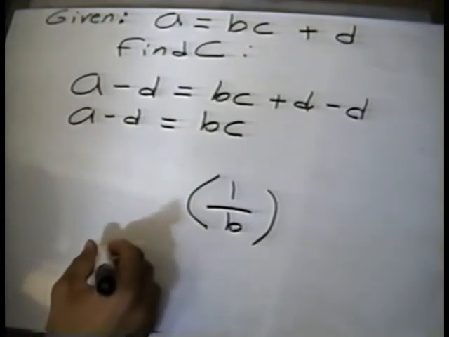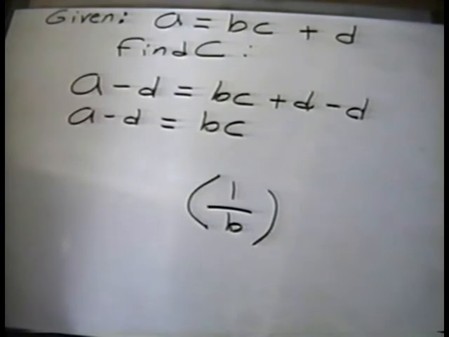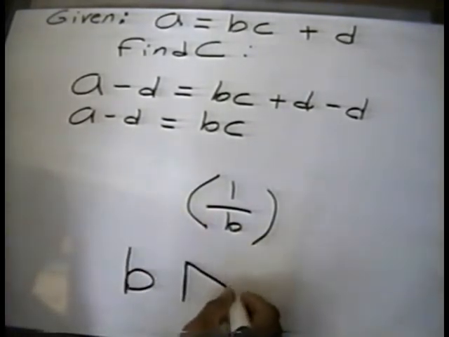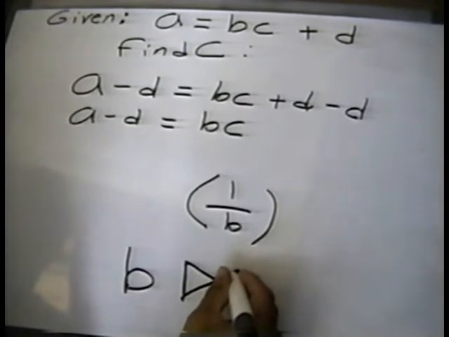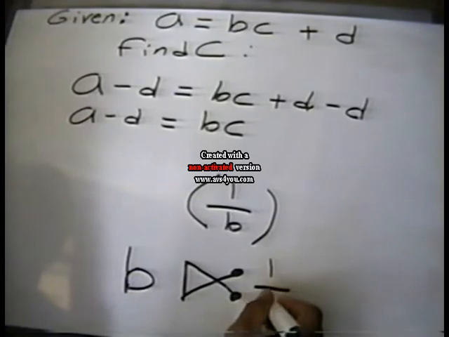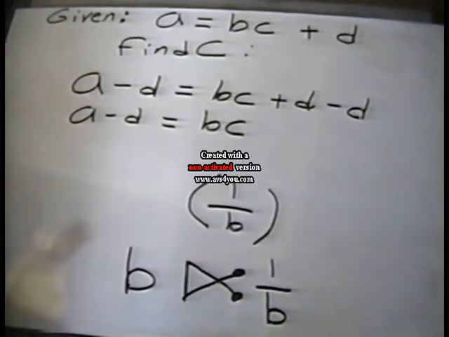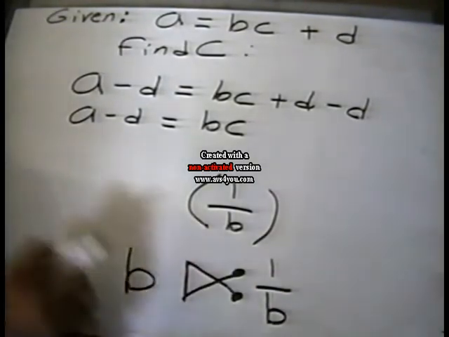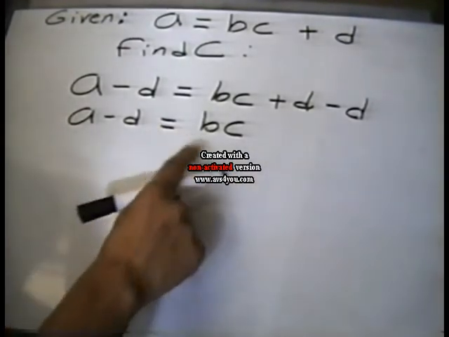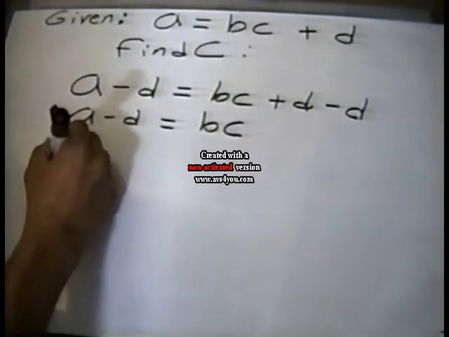Now we're going to multiply both sides of the equation by 1 over B, which is the reciprocal of B. Meaning that's, we'll write that like this. The reciprocal of B, we say is 1 over B. That's the reciprocal.